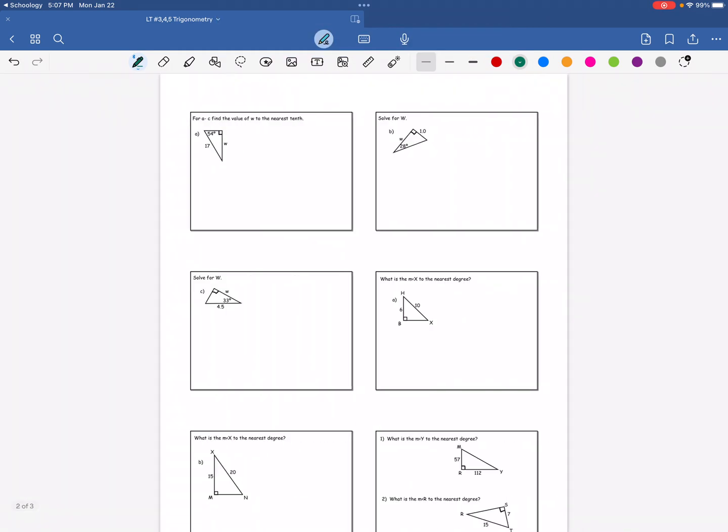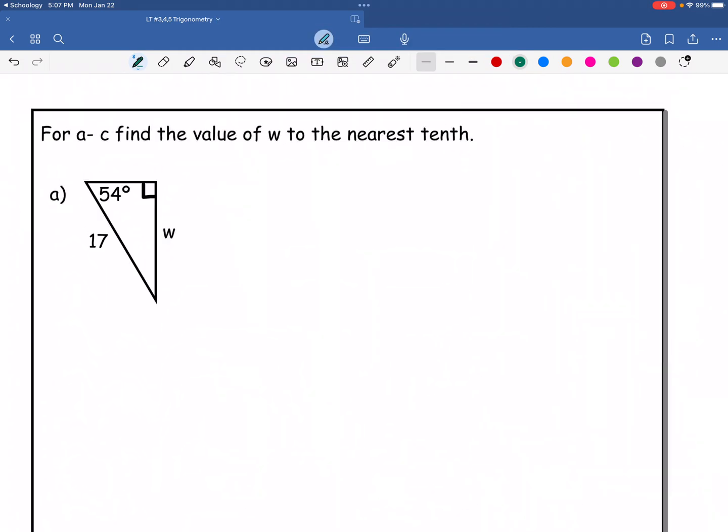Okay, let's go to the next page. Find the value of W. So we're going to stand at the angle that we're given, 54. W is the opposite side and 17 is the hypotenuse. So what trig function uses opposite and hypotenuse?